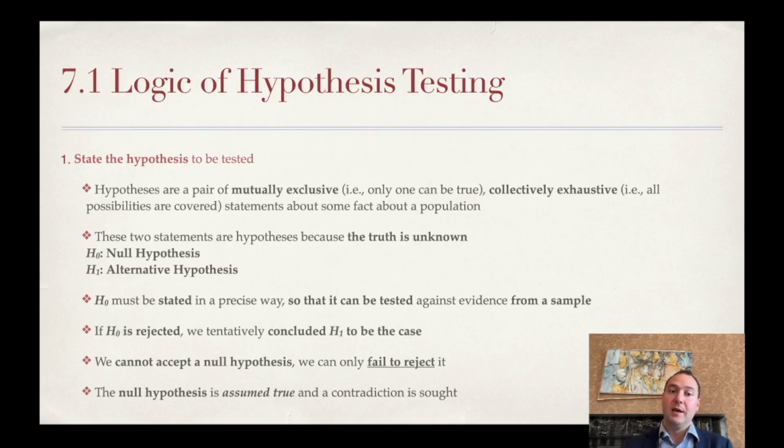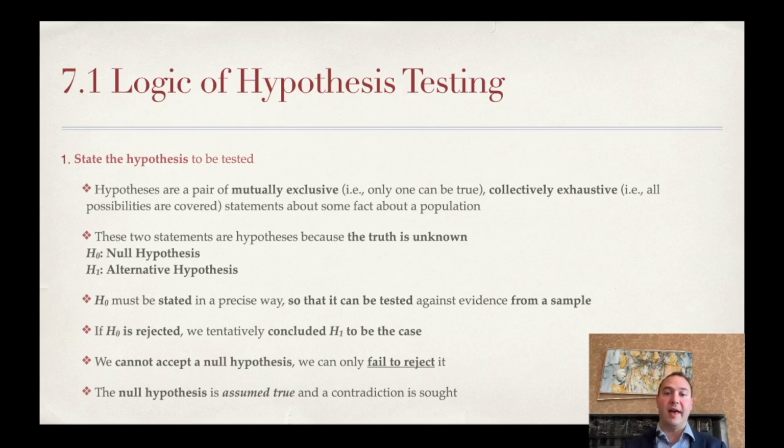H0, the null hypothesis, must be stated in a precise way so that it can be tested against evidence from a sample. If the null hypothesis is rejected, we tentatively conclude H1 should be the case. We cannot accept a null hypothesis, we can only fail to reject it. In other words, if our data is supporting our null hypothesis, we need to be very careful about the language that we use when we explain this. Instead of saying that we're accepting the null hypothesis as true, we don't know if it's true or not. We just know that our data didn't say that it's false.